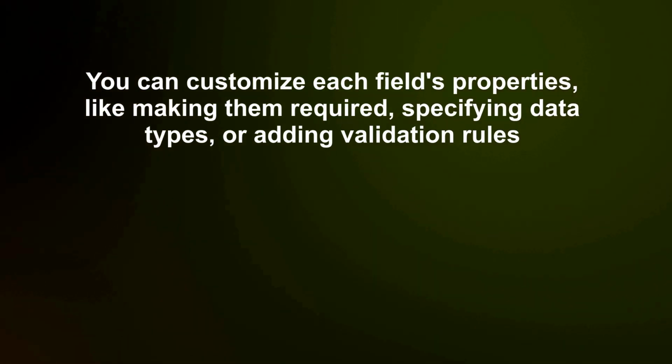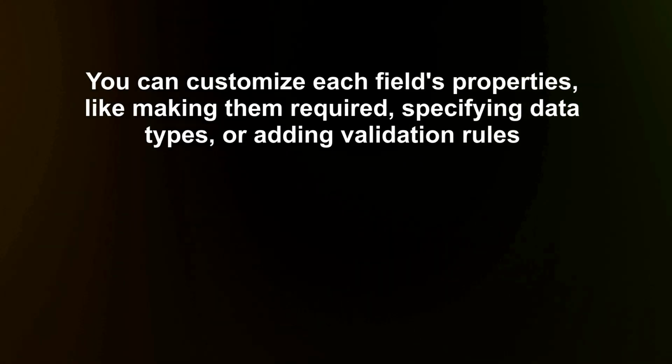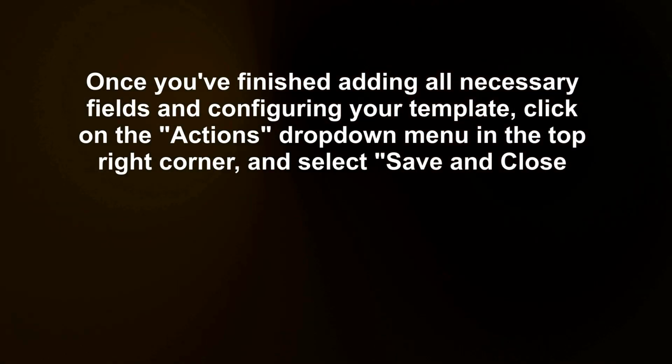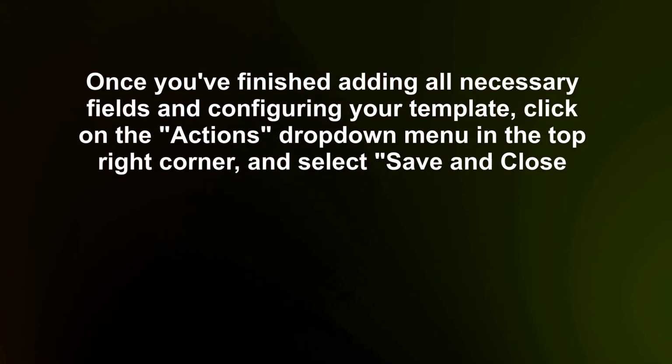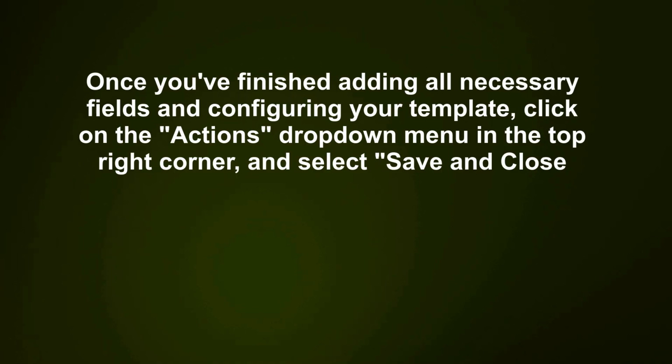You can customize each field's properties, like making them required, specifying data types, or adding validation rules. Once you've finished adding all necessary fields and configuring your template, click on the Actions drop-down menu in the top right corner and select Save and Close.